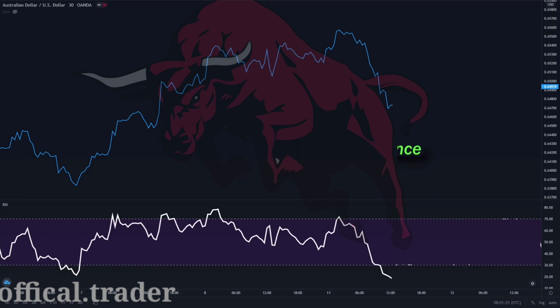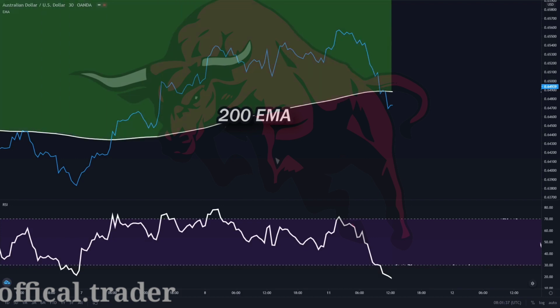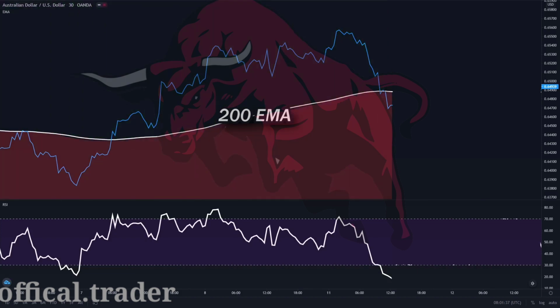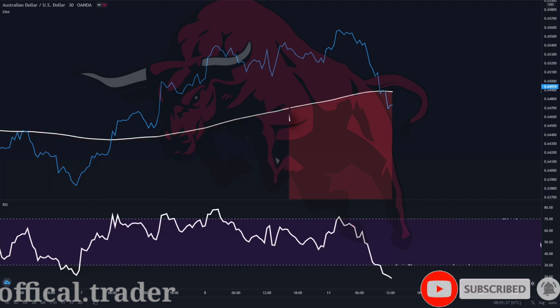So the first step is you want to know what kind of divergence you are looking for. Are you looking for a bullish hidden divergence or a bearish one? And the way we determine that is by using the 200 EMA. So if the price is above the 200 EMA, you only look for bullish hidden divergences. And if the price is below the 200 EMA, you only look for bearish hidden divergences.